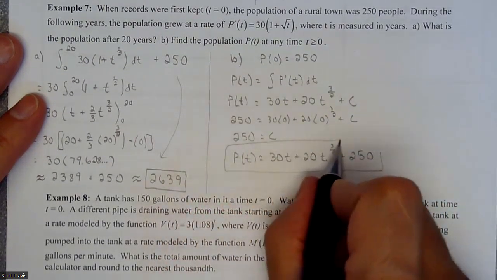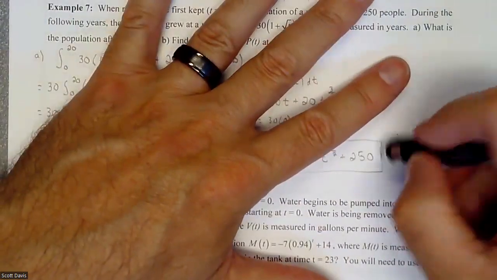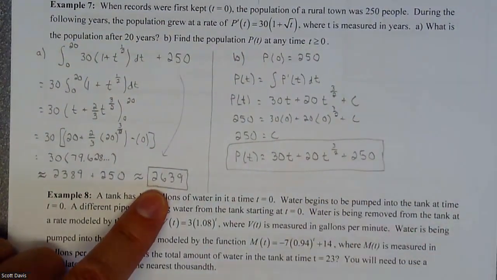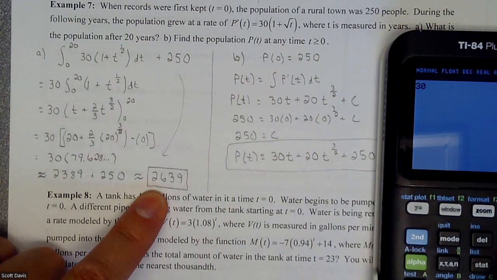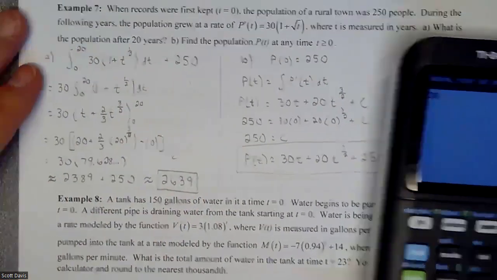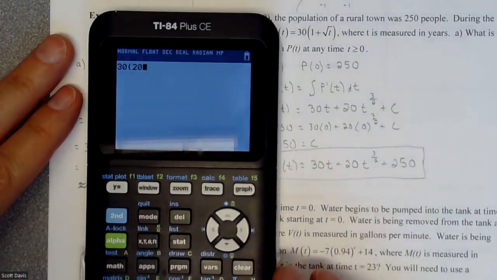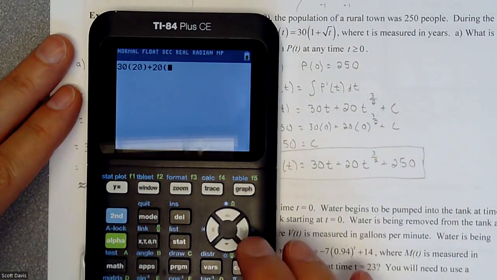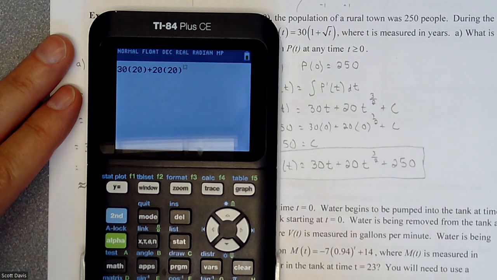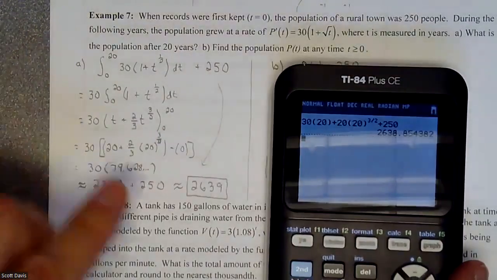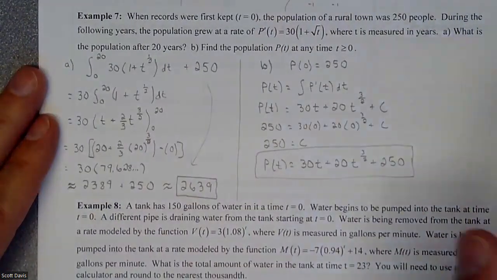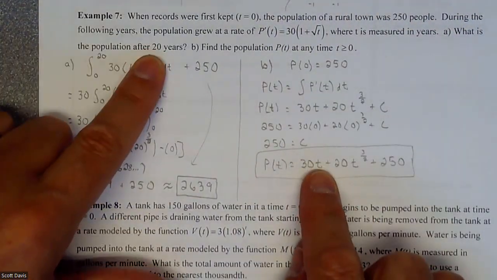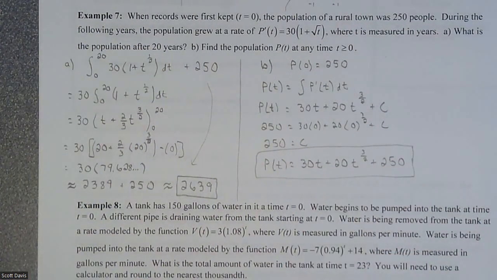Now what should work really nicely is if I take this equation, I can check this answer on this equation. So if I take this and I do 30 times 20 years, so 30 times 20 plus 20 times 20 to the 3 halves plus 250, it's a population equation, and not coincidentally, it should give us the exact same thing. So we could have started with this equation and then plug in whatever value they want into it. So different looks, different ways of approaching the same thing.